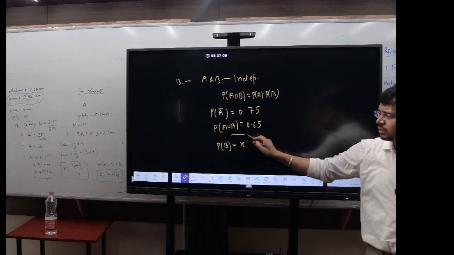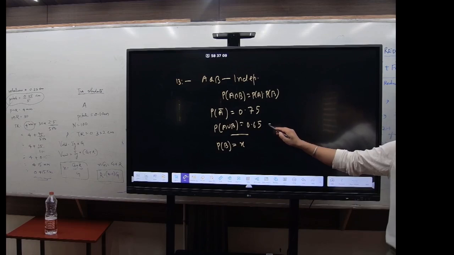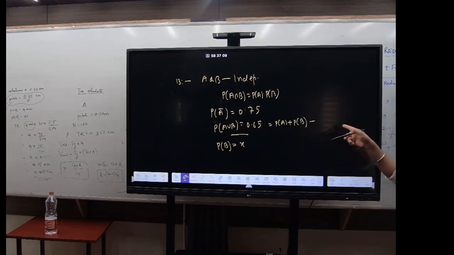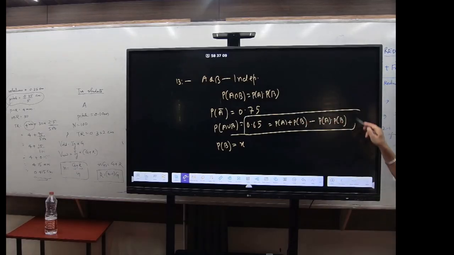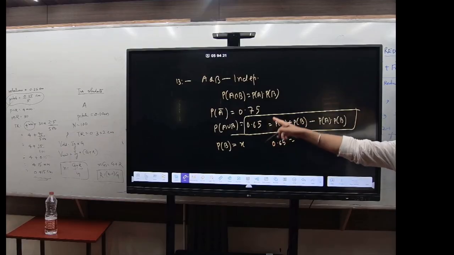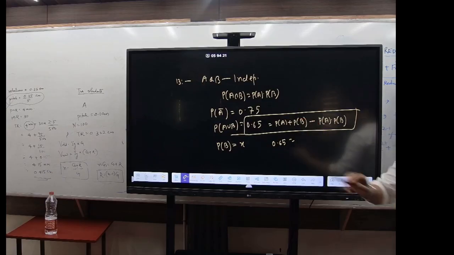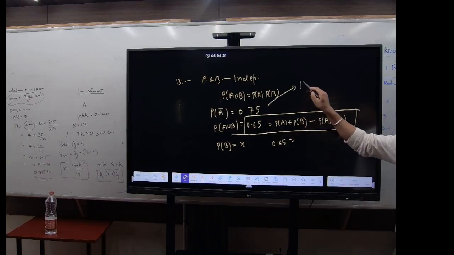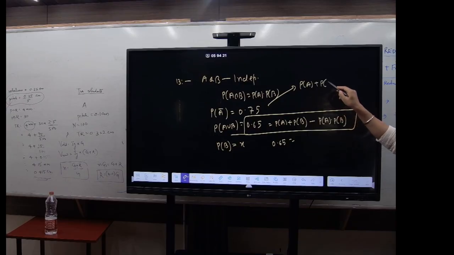A union B is given. Okay, we know the formula of P of A union B. What is the formula? P of A plus P of B minus P of A intersection B. Since it is independent, can I directly write P of A into P of B? So this value is equal to 0.65. Now what is the value of P of A? It is given P of A bar. P of A bar is same as A dash. So you have to find P of A. We know that P of A plus P of A bar is 1.